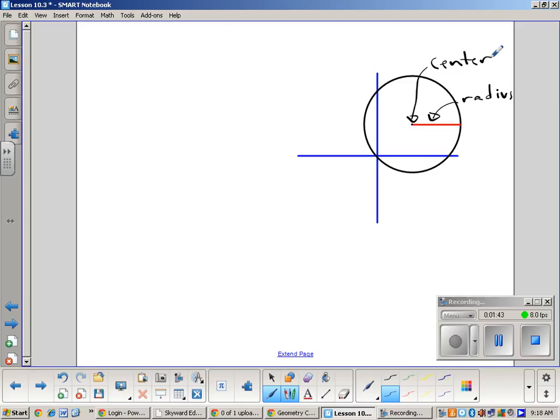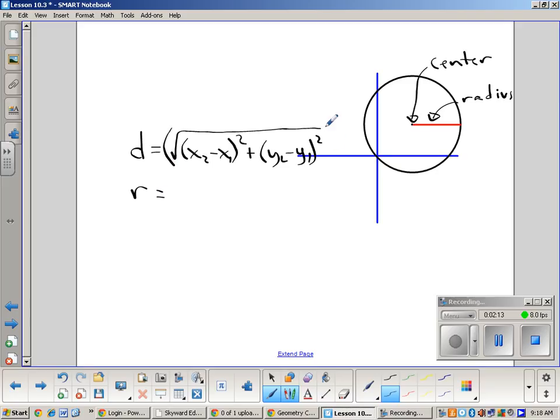We have a distance formula, which I'm not going to go through. I just want to point it out. The distance formula looks like this. Remember this? x2 minus x1 squared plus y2 minus y1 squared. We could say the radius then is going to equal, and we could plug all this in. And then when we square both sides, we end up with the radius squared is going to equal, and we end up with this formula.